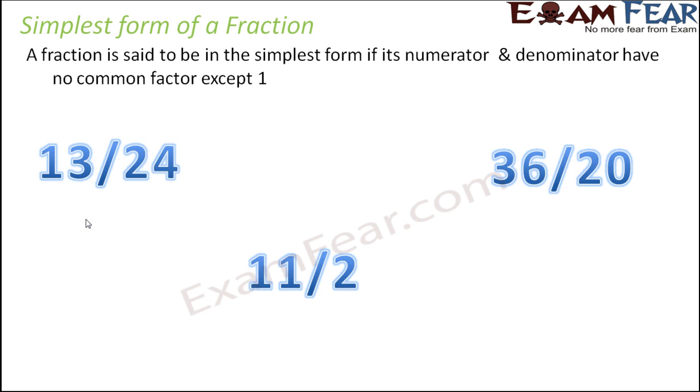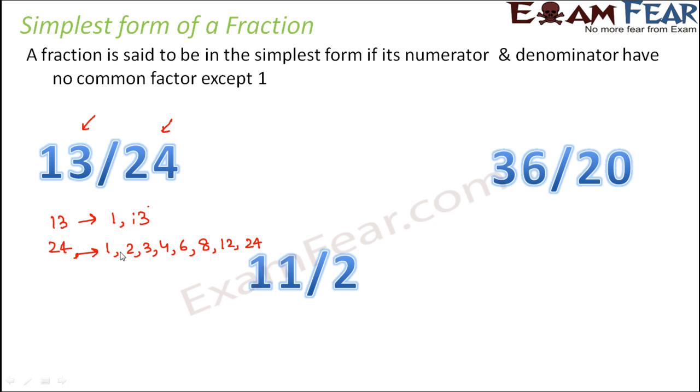So, here we see some fractions. Let us look at each of them. Now, when you focus on the first fraction, which is 13 by 24, the numerator is 13 and the denominator is 24. Now, what are the factors of 13? 1 and 13. What are the factors of 24? 1, 2, 3, 4, 6, 8, 12 and 24.